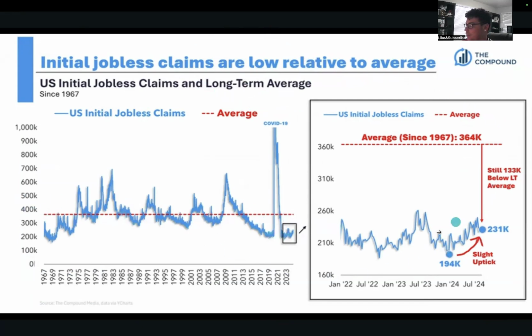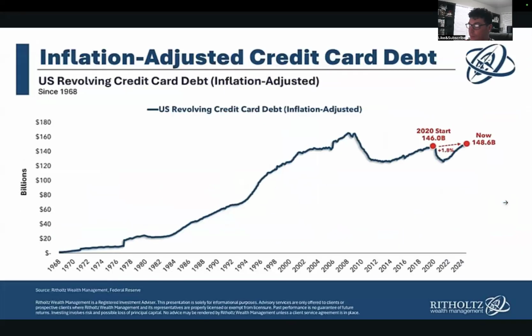When we zoom into this and take a look, we have had an uptick here, but we're still 133,000 below the long-term average. So yes, we are starting to see this rise, but we are still low relative to the average. That kind of suggests that, hey, maybe we don't have to have this recession, right?